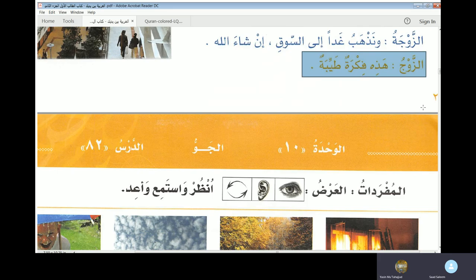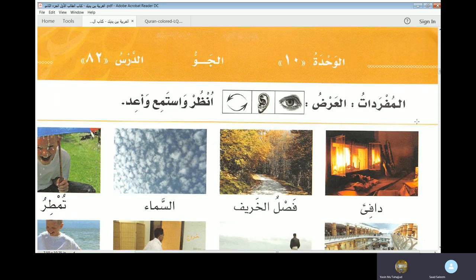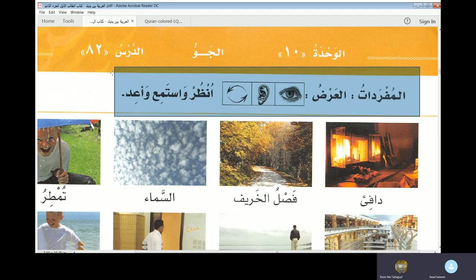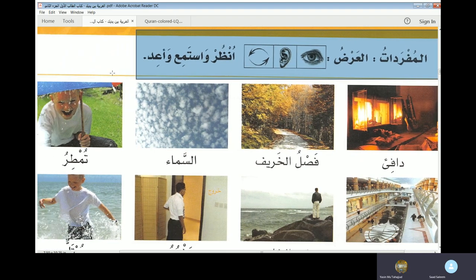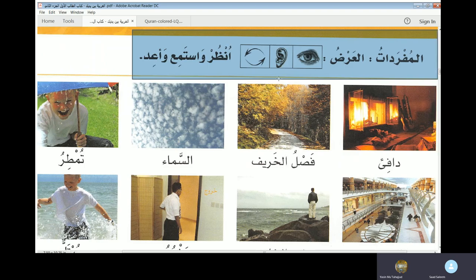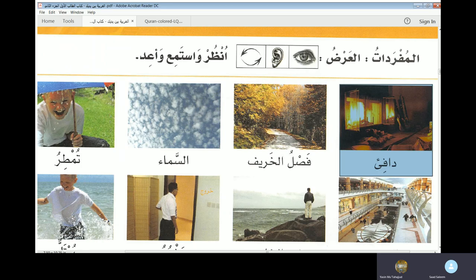Hadhihi fikratun tayyibatun. This is a great idea, a good idea. Hadhihi means this, fikra means idea, tayyiba means good. Dafi is warm.